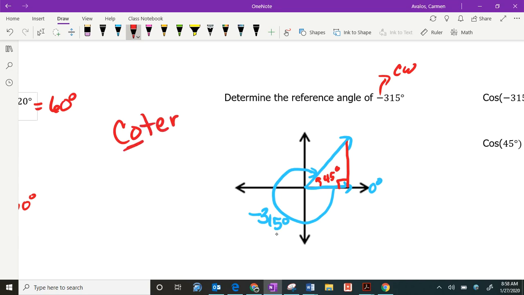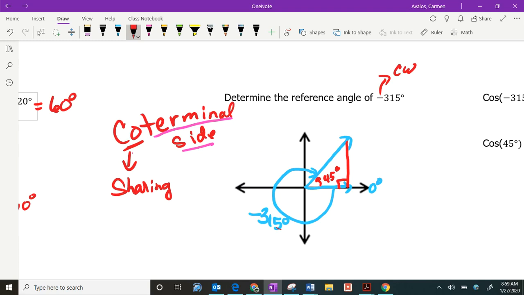Co means sharing. Terminal means that they are sharing the terminal side. So when they're looking at this part right here, that means they're sharing the terminal side. Co means that they are sharing. So in standard position, it starts here, it stops there, and then this one here starts here, goes this way and stops there. They're sharing the same thing.